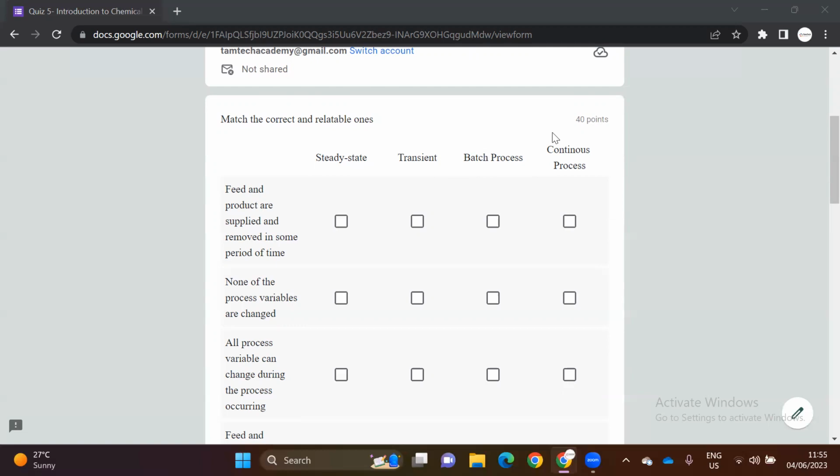But in the other case, the continuous process is a little bit different because we are supplying the raw materials, and also we are removing the product in each continuous period, like an hour, minute, or something, the time period.